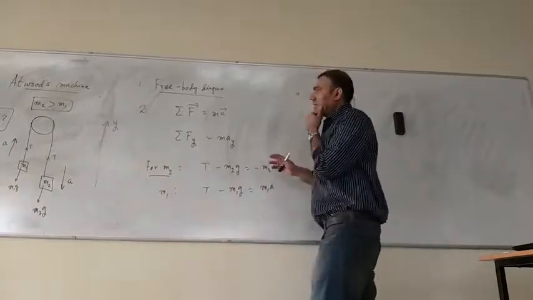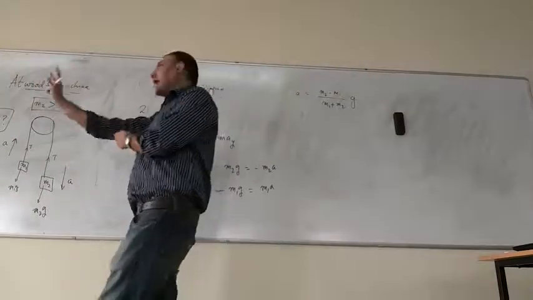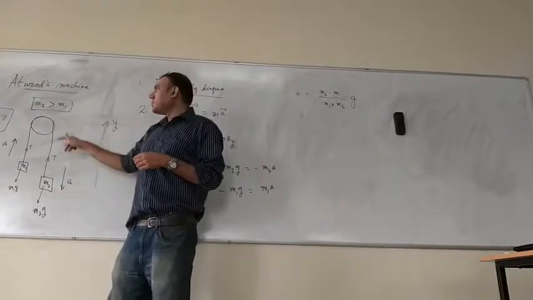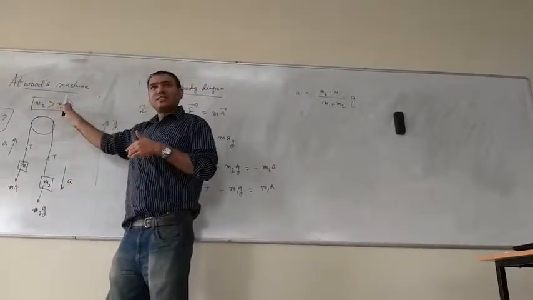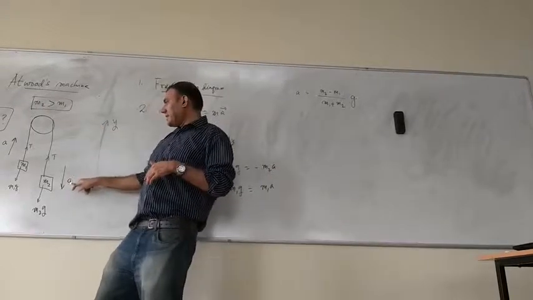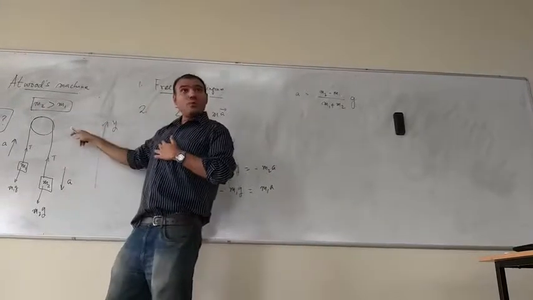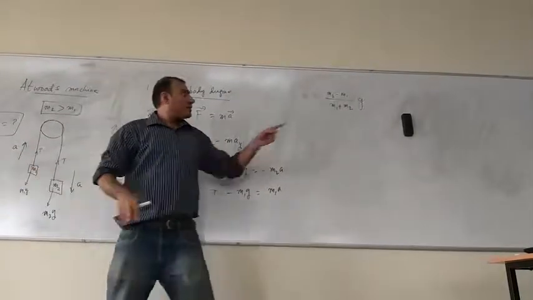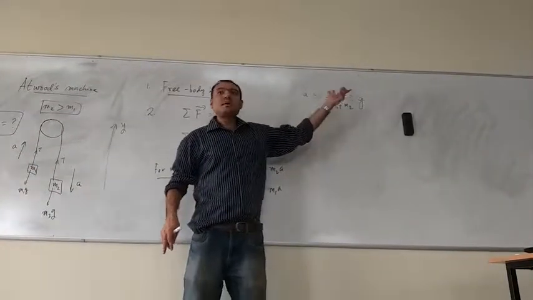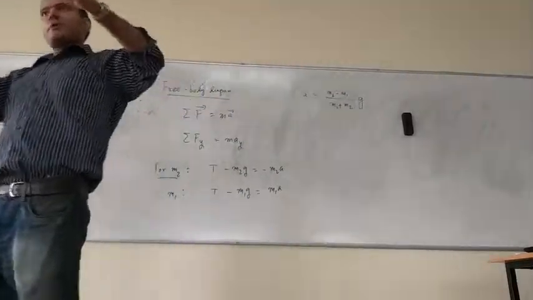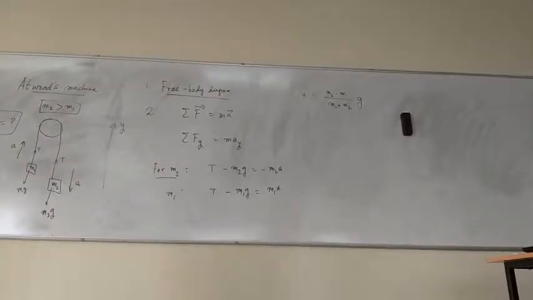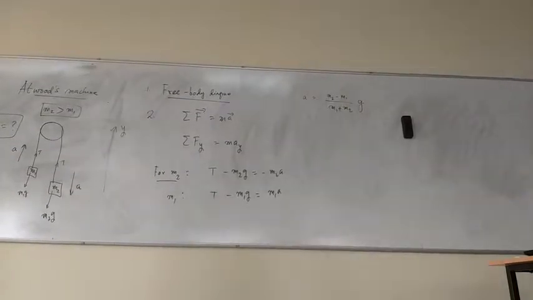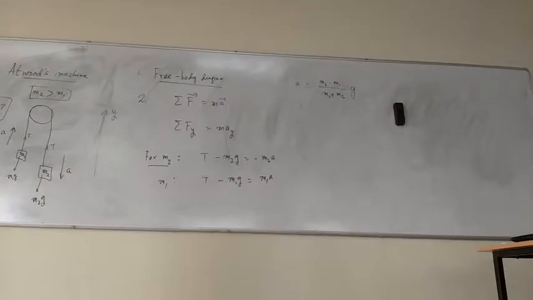Also, let's say you had wrongfully assigned a direction of A. Since we know that M1 is less than M2, suppose you had taken this A for M2 to be upwards and this to be downwards. Then this would have flipped sign. So the answer would have come out negative, which would have automatically told you that the acceleration you have chosen is actually just the opposite.